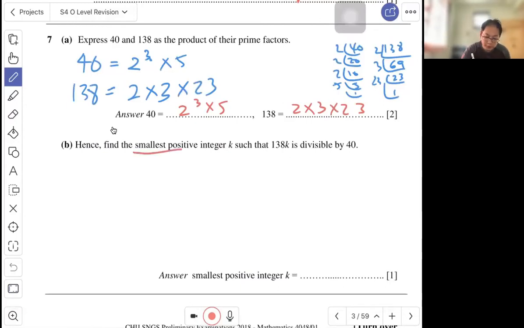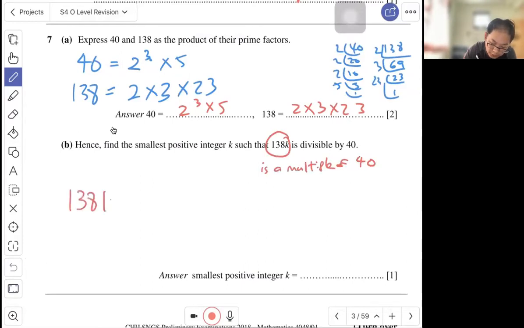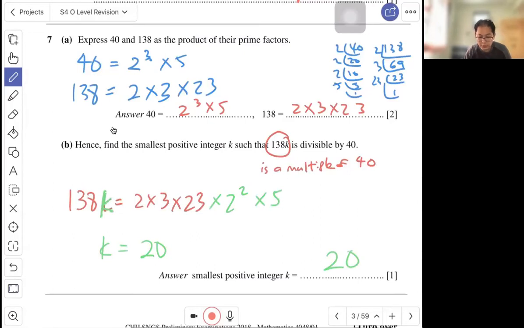So find the smallest positive integer k such that 138k is divisible by 40. This means that 138k is a multiple of 40. That's why it can be divisible. So your 138k will be 2 times 3 times 23, because we need another 2 squared and a 5. So your k will be 20. So k is 20.